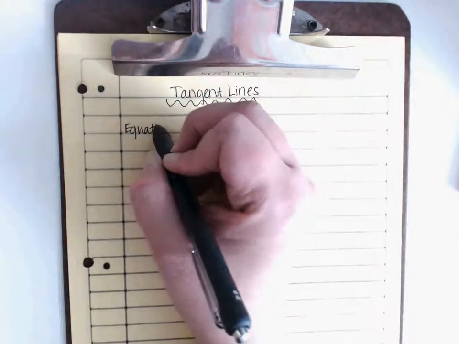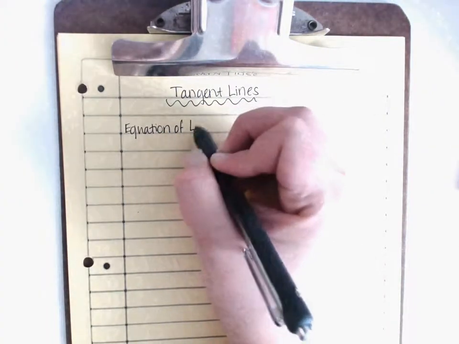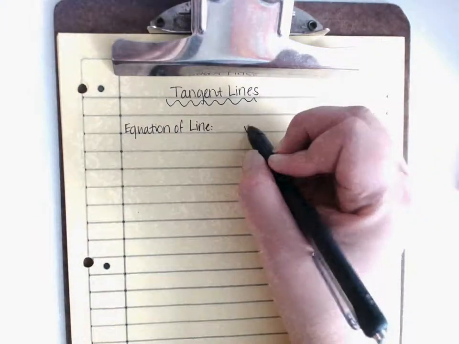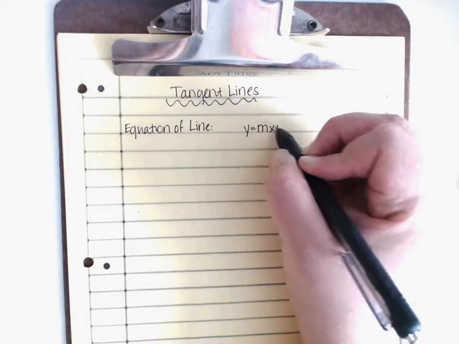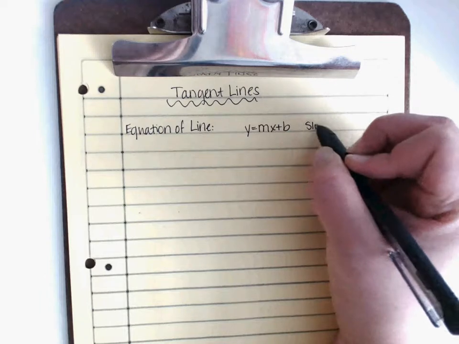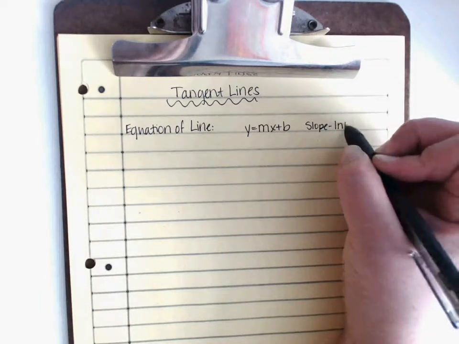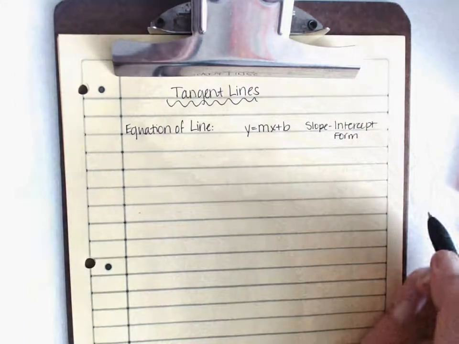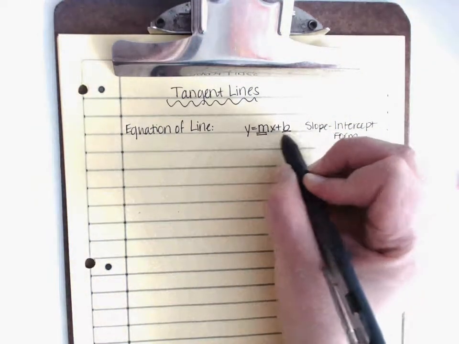Okay, the equation of a line, you should have been given 2 forms. The first one everybody always remembers is y equals mx plus b. Okay, that is called slope-intercept form. The reason why it's called that is because you need 2 ingredients. You need the slope and you need the y-intercept.